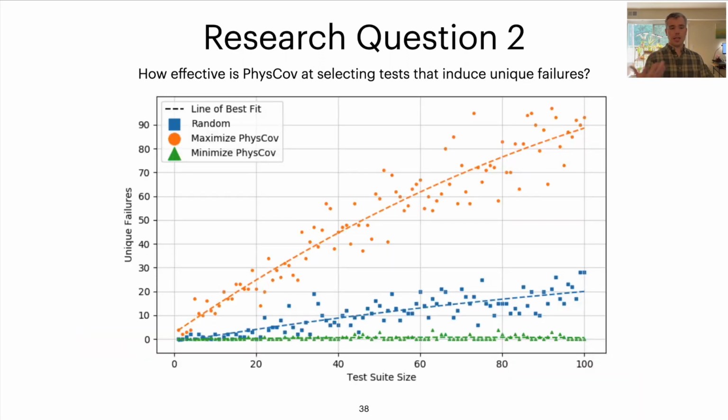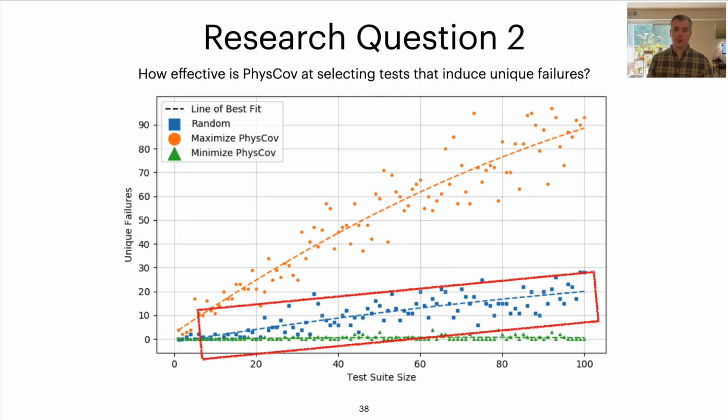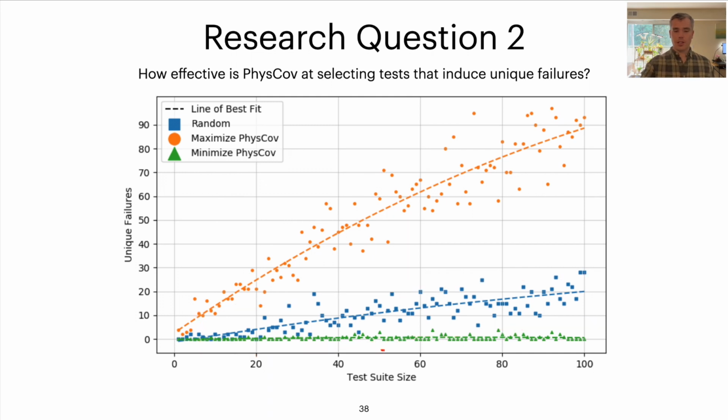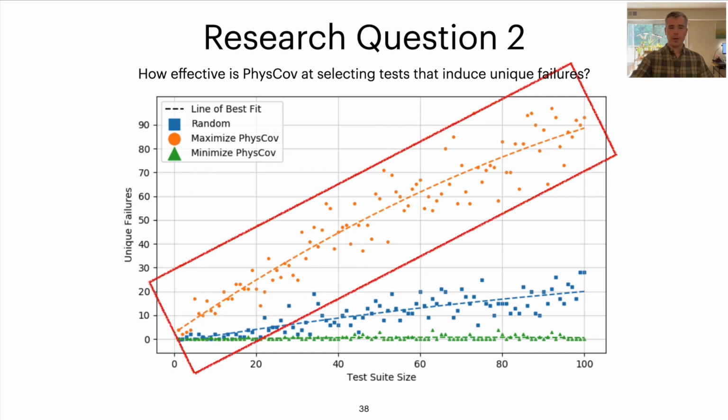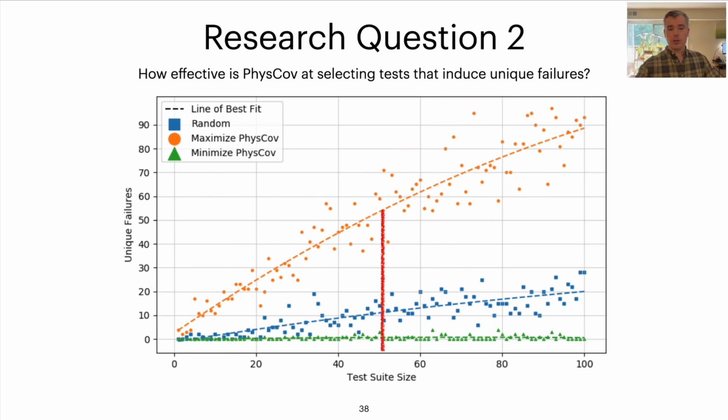So here are our results. On the y-axis, we have the number of unique failures. On the x-axis is the test suite size. The blue line represents if we were to randomly select a test set. For example, if I were to select 50 tests randomly, I'd expect to find 11 failures. On the other hand, the orange line represents if we were to select tests that try to maximize the physical coverage. When we do this, if we select 50 tests, we find that on average we find 55 unique failures. We are able to find more failures than tests because a test may contain more than one failure.